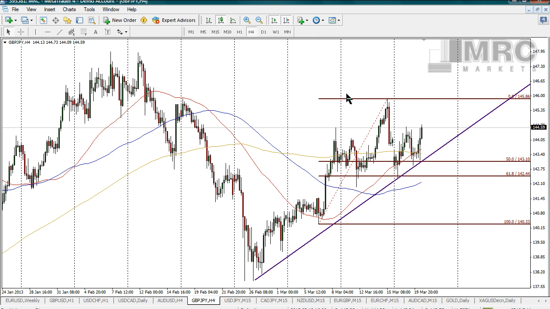It does look quite like head and shoulders action with the left shoulder, then the head, then the right shoulder. But it looks like that setup could be invalid, especially if we break those highs. But no, it's just a classic example.